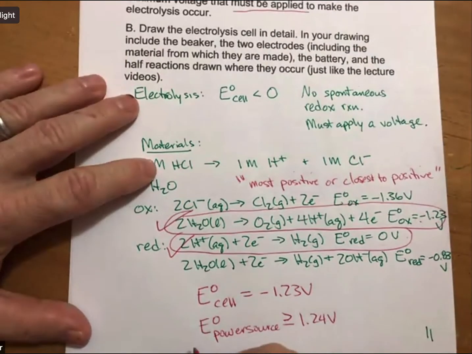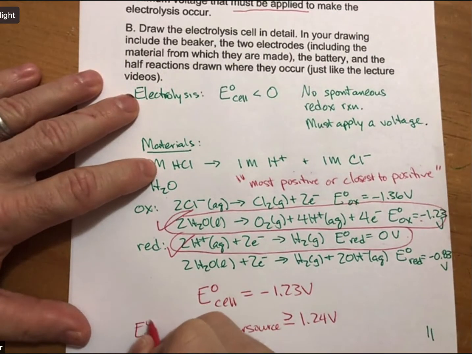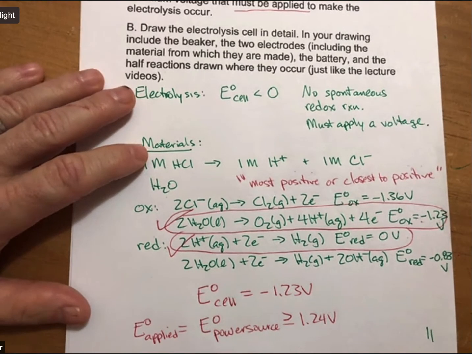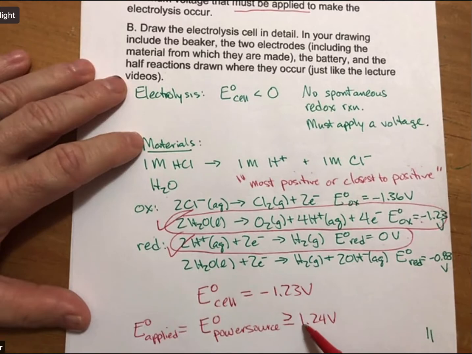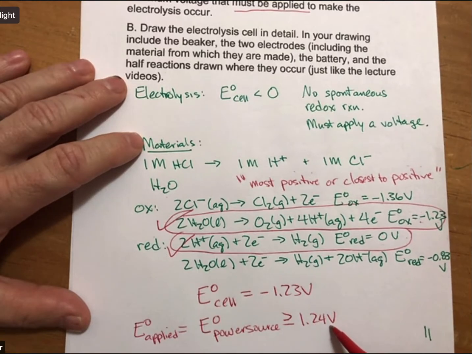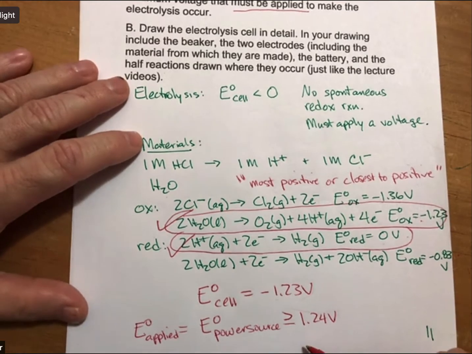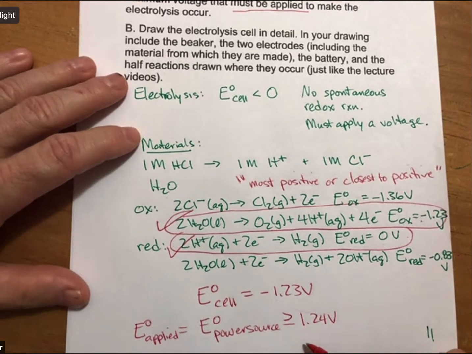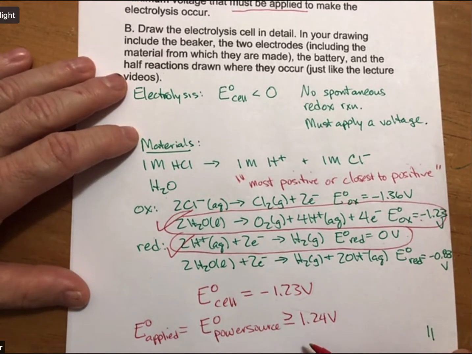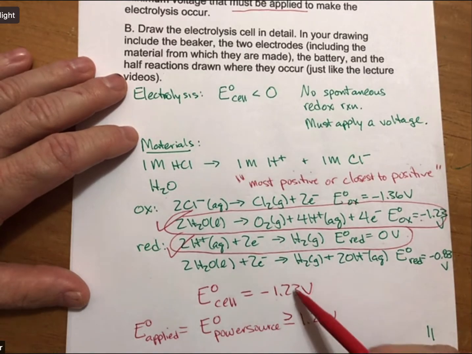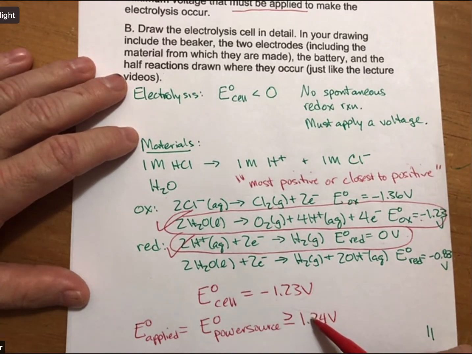I guess we could also call it applied. And the reason it has to be greater than or equal to 1.24 volts is that when we apply it, it will reverse, it'll make the sum of these two positive. Because for something to occur spontaneously, the overall process must be positive, even if one part is negative.